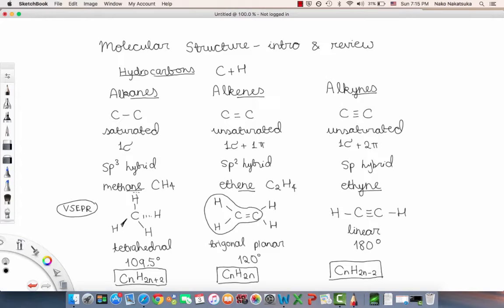In the case of methane, it's CH4. That means it's C1, where n equals 1. And so 2 times 1 is 2, plus 2 is 4. So it would be C1H4, so CH4. For ethene, we have C2H4, so n equals 2, 2 times 2 is 4. Finally, for ethyne, we have C2, and then 2 times 2 is 4, minus 2 is 2. So C2H2, which is what we have like so.